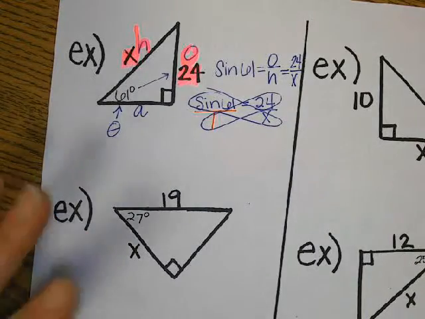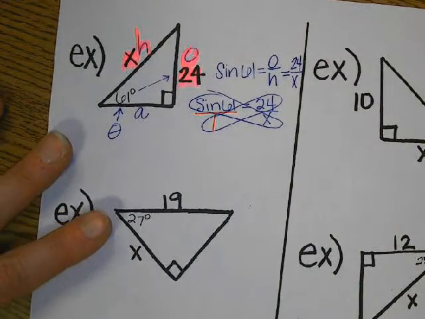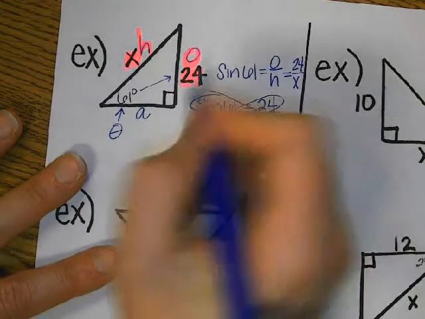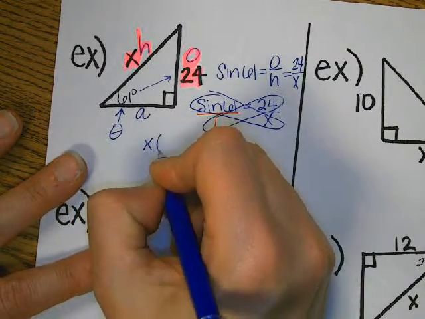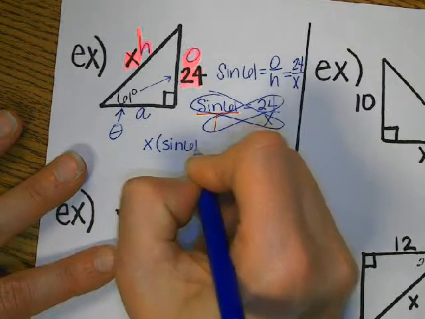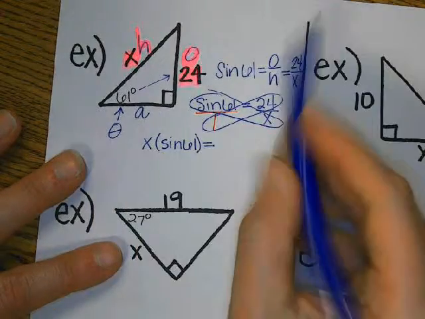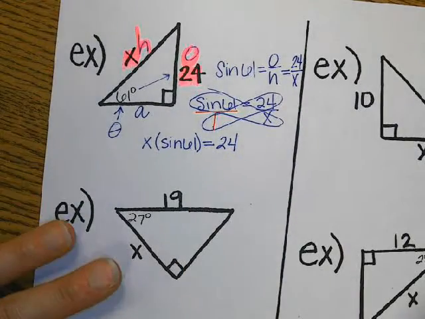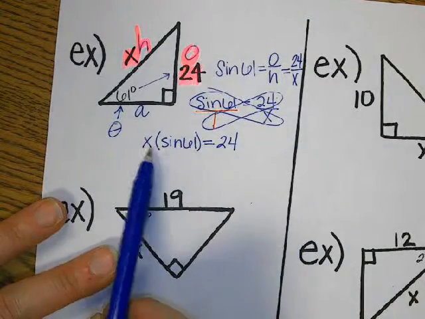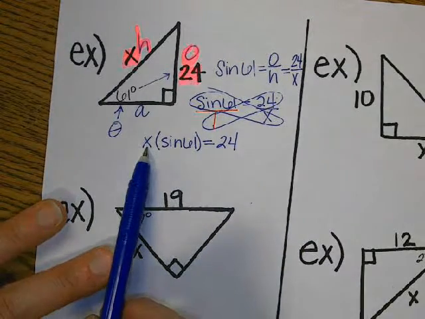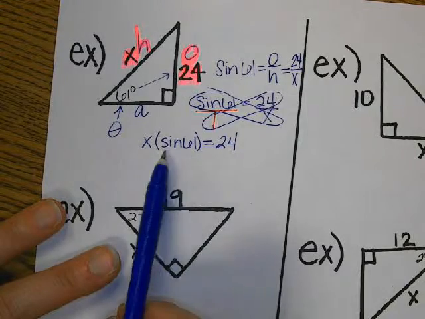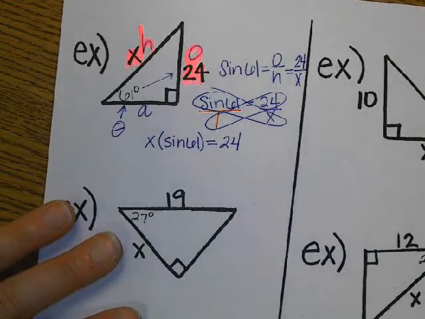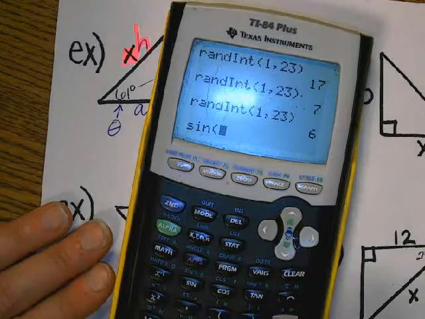Okay? Now this is probably one of the harder examples first, and that's okay. So we have sine of 61 times x. So we're going to write x parentheses sine 61 equals, and then we have 1 times 24, which is just 24. Cross multiply. If we want to get x all alone, we're going to have to divide by this sine of 61.